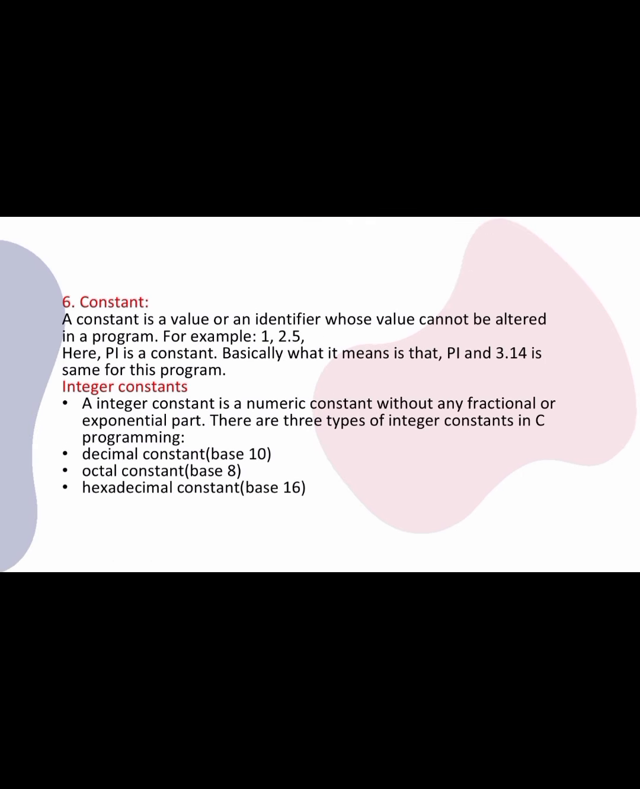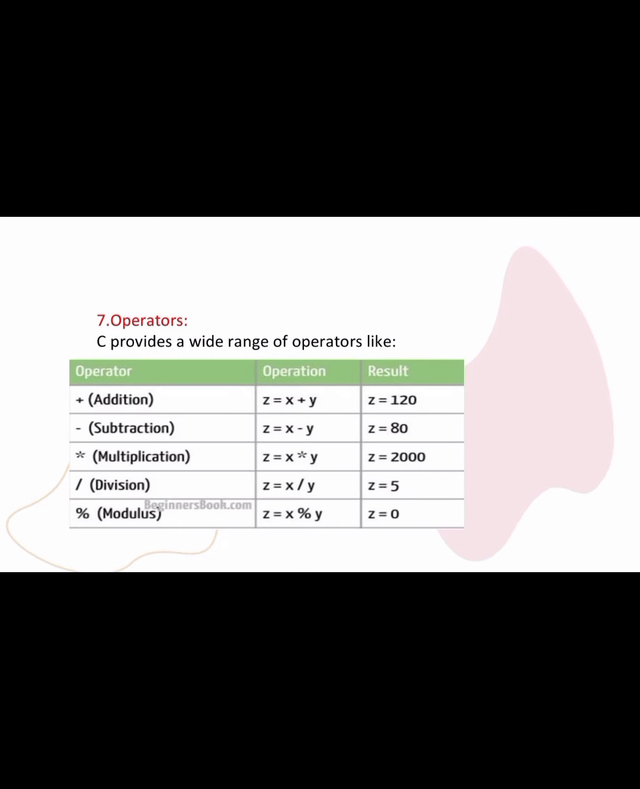A constant is a value or an identifier whose value cannot be changed in the program. Here pi is a constant. Basically, pi is equal to 3.14. It's the same for all programs. We should use constants to improve code readability, to make our program easy to maintain, and to prevent accidental changes to important values. Operators are symbols that tell the computer to perform specific mathematical or logical operations on variables and values.